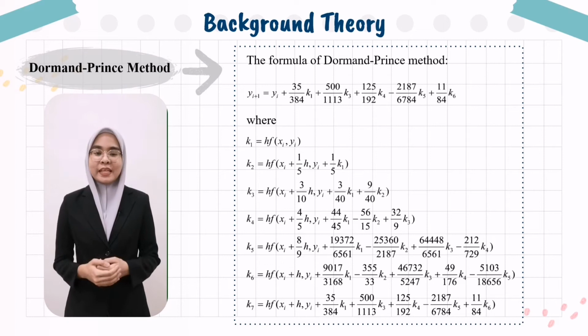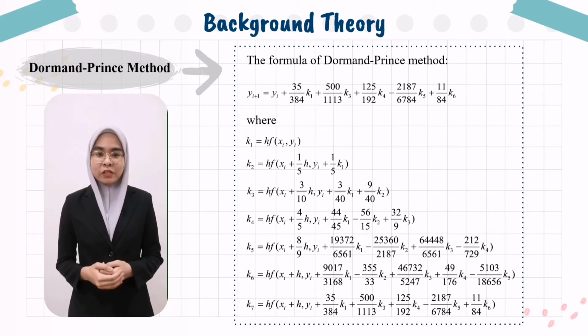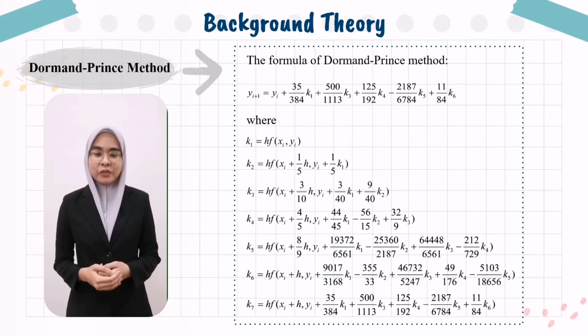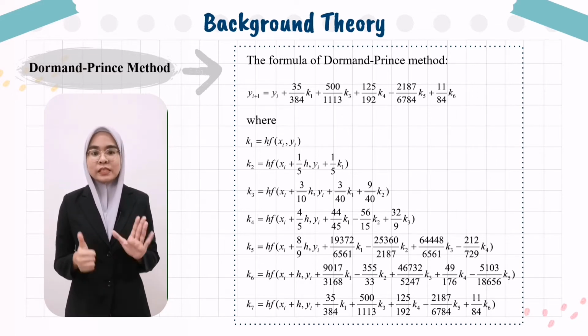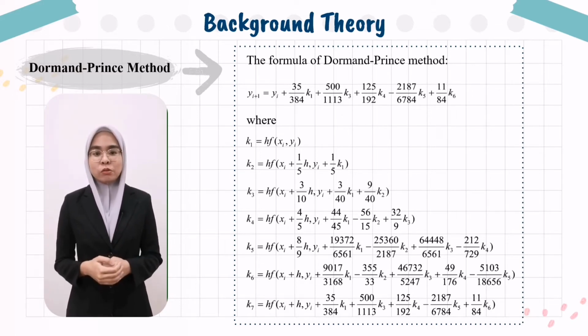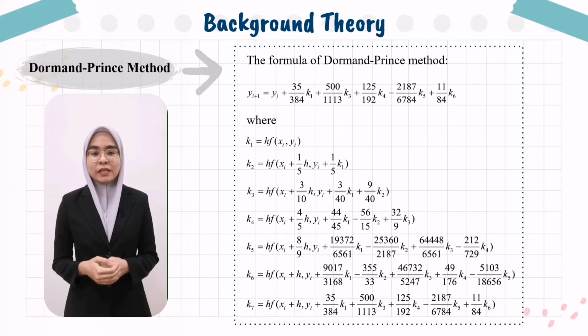Dormand-Prince method is another method used in solving initial value problems for ordinary differential equations. It has 7 function evaluations per step but uses only 6 function evaluations to find a solution since it has the first same as last property. Shown here is the formula of Dormand-Prince method and its function evaluations.